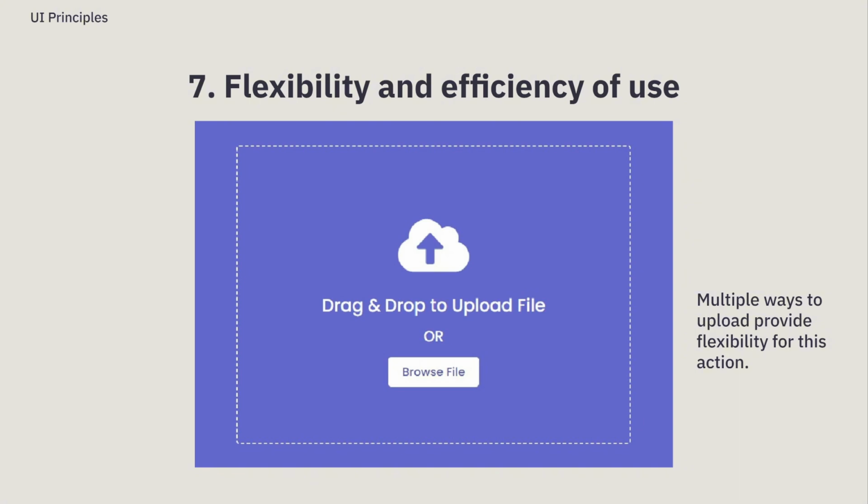Seven is to provide flexibility and efficiency of use. So an interface where you can drag and drop a file or browse for the file, whatever is most convenient for that user, is better interaction design than if you're forcing the user to accomplish a task in one way rather than providing options to them.